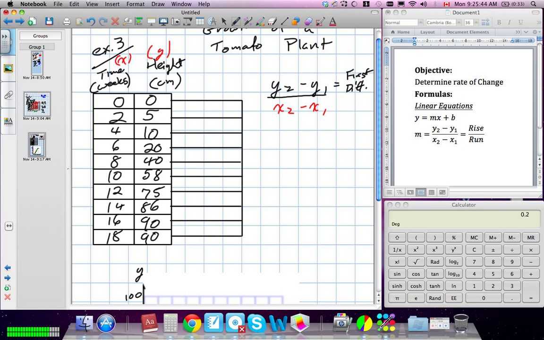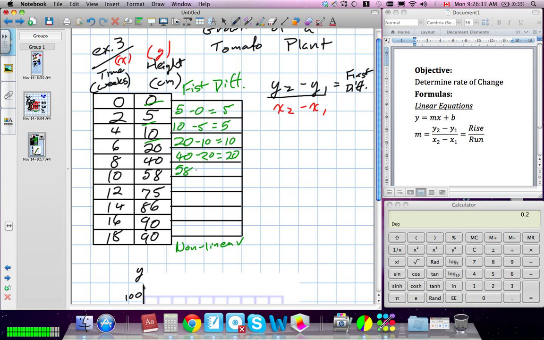So we're going to quickly find our first differences, and we'll know if it's linear or not. Clearly, we're going to have a non-linear relationship because these first differences won't be the same. So we take 5 from 0, and we end up with 5. Then we take 10 from 5, end up with 5 again. 20 from 10 is 10. 40 from 20 is 20. 58 from 40 is 18. So it's slowed down.